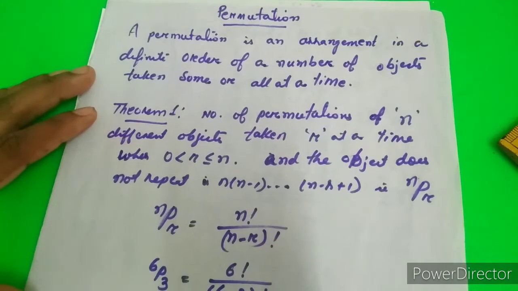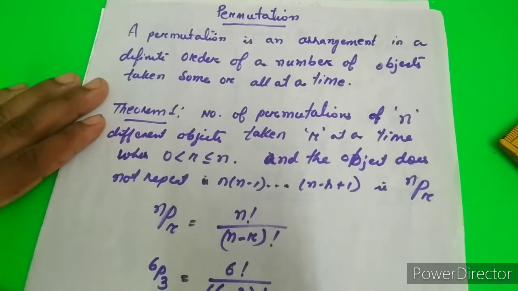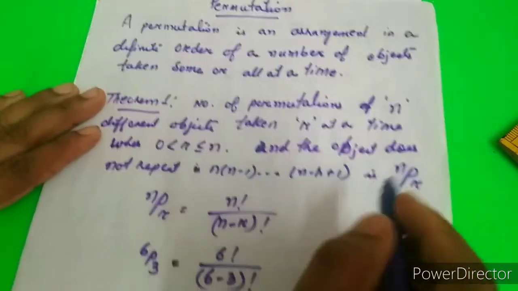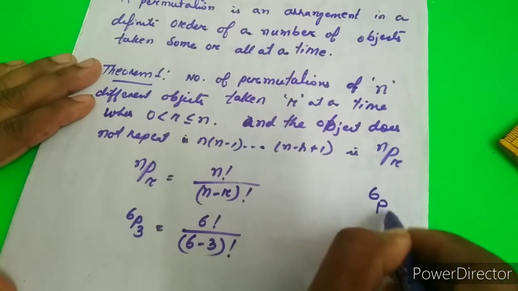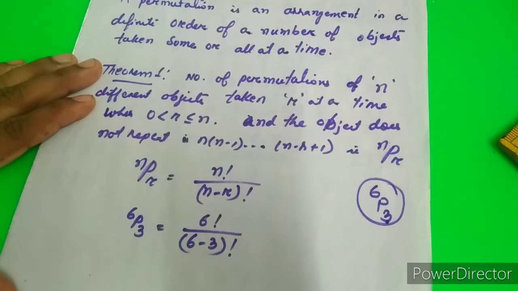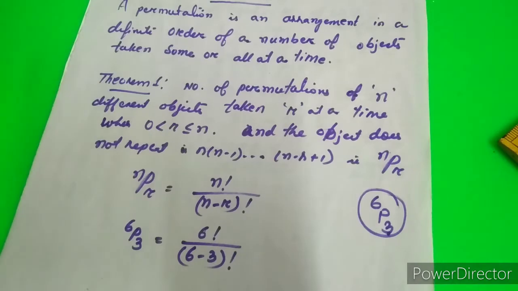For example, we have 6 numbers. If I need to arrange these in groups of three each, that means we can arrange this in the form of 6 objects taken 3 at a time. We generally write this in the form 6P3. That's how the arrangement is done.